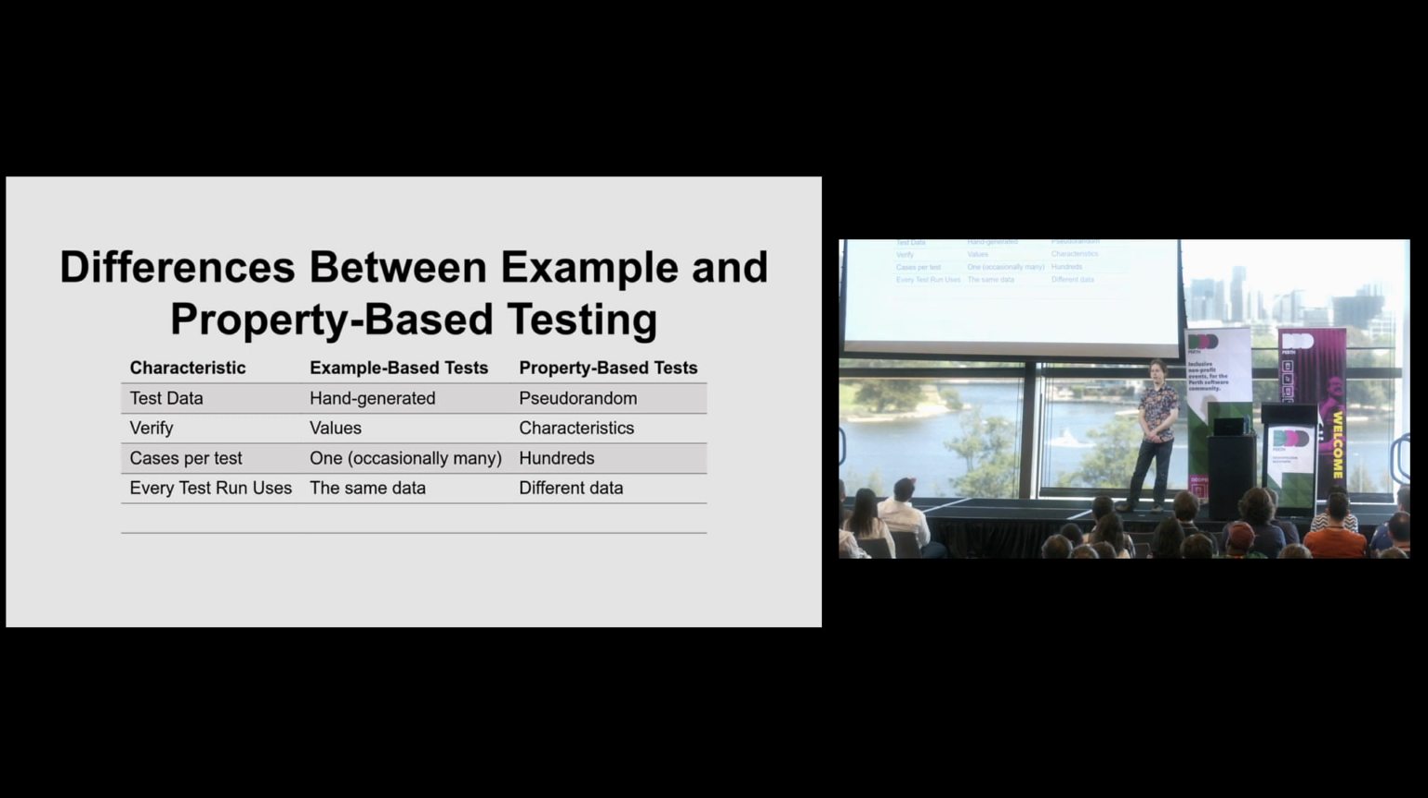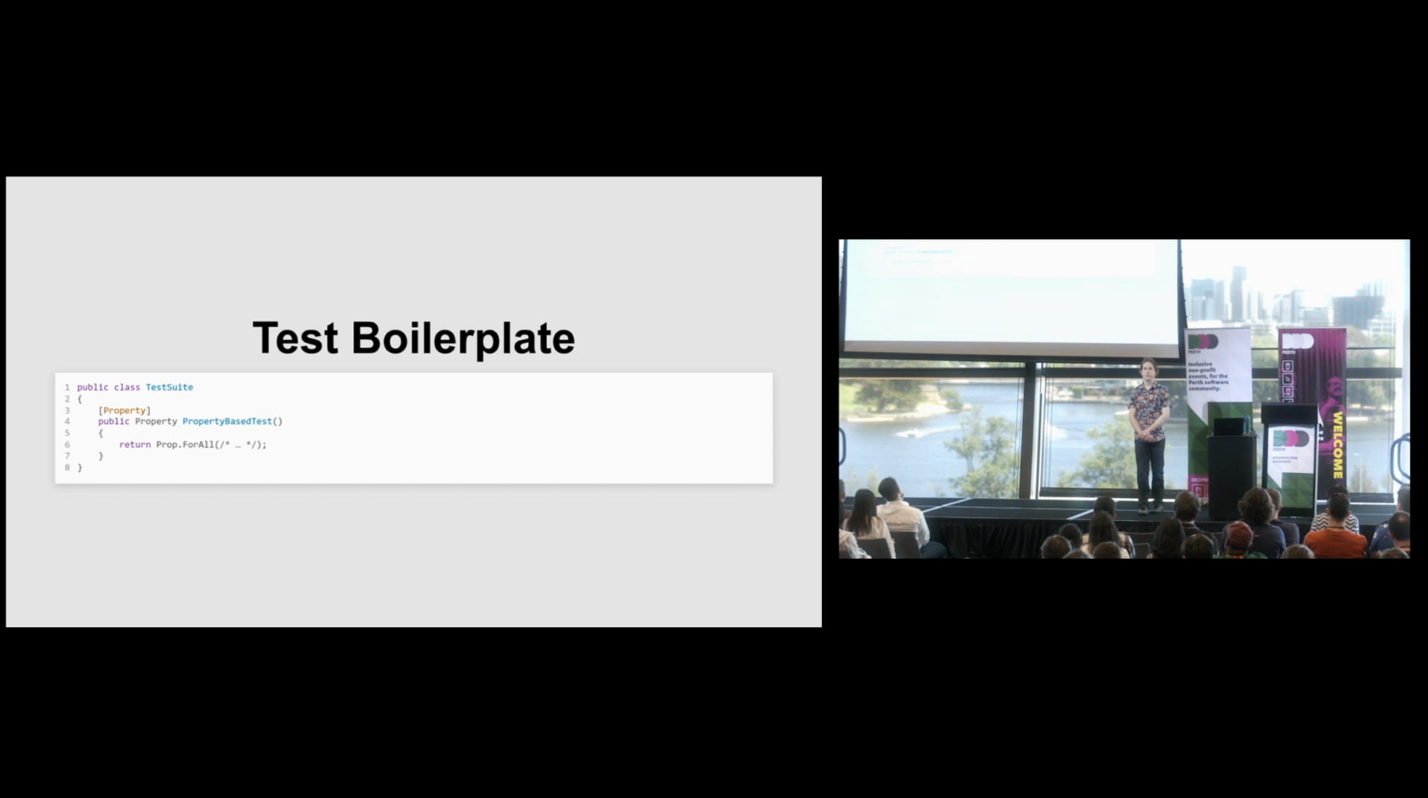Every test run of an example-based test suite will use the same data, whereas you'll get different data on each run of a property-based test suite. The writing experience of example-based tests is like data entry, whereas with property-based tests, it's like programming. And example-based tests are boring. Property-based tests are less boring.